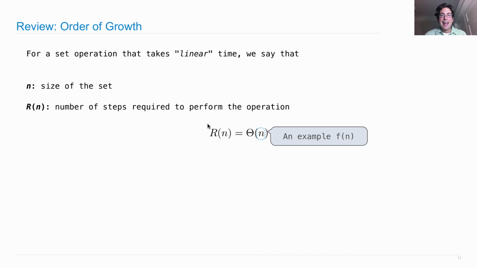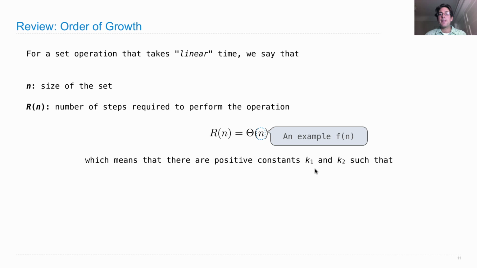Now, this is not an equality. This is a very different beast. What this expression means is that there are some positive constants k1 and k2 such that the actual resources used, the number of steps required, is bounded between k1 and k2 for sufficiently large values of n.